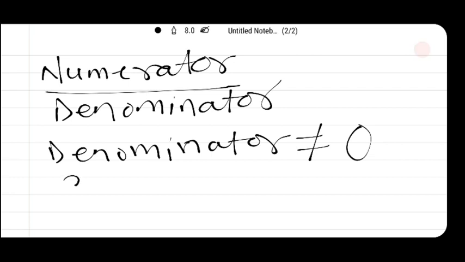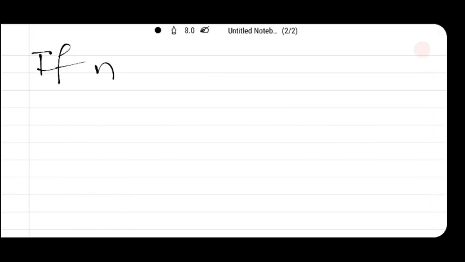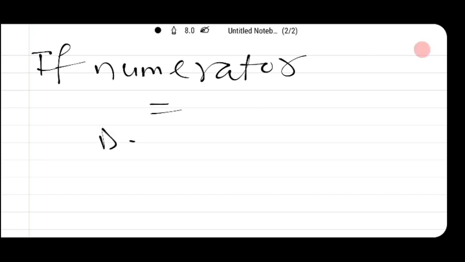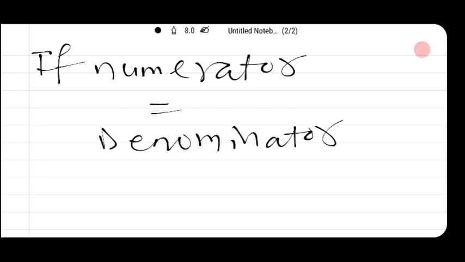From the previous example, 3 upon 4, the numerator is 3 and the denominator is 4. And if the numerator equals the denominator, then the fraction becomes a whole.